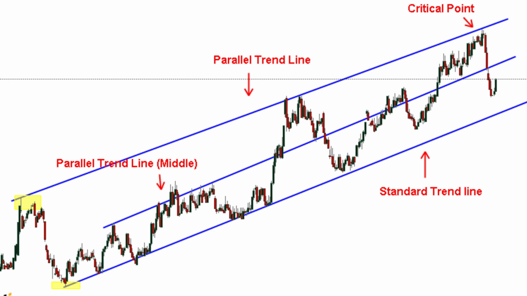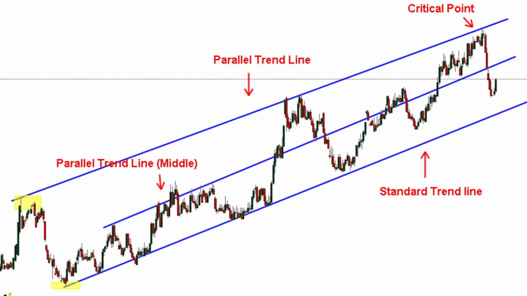Trend line channels. Trend lines can also be used to define price channels. A price channel consists of two parallel trend lines, where the upper line acts as a resistance level and the lower line acts as a support level. Traders can look for trading opportunities when the price bounces between these trend lines. Buying near the lower trend line and selling near the upper trend line can be effective strategies in a trending market.